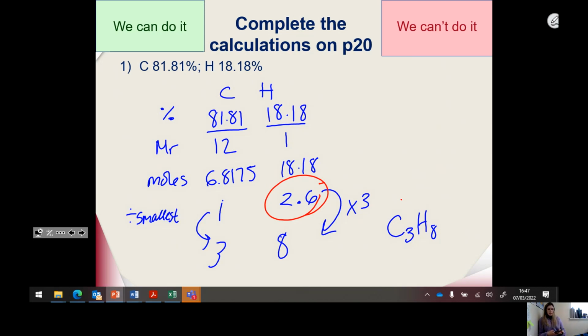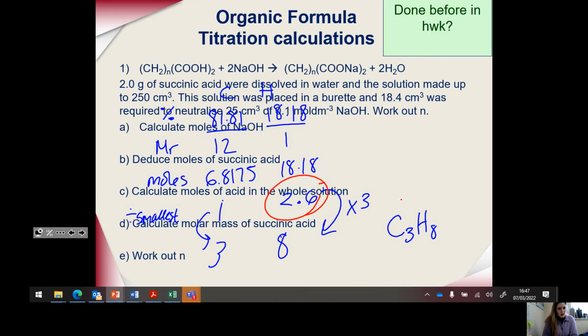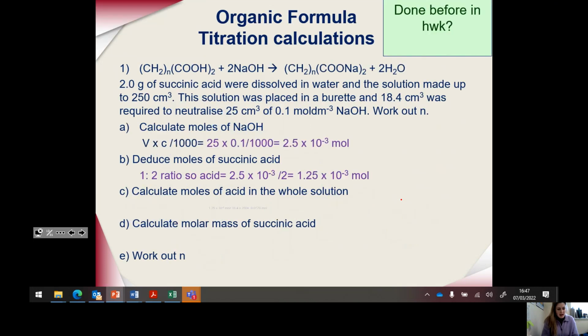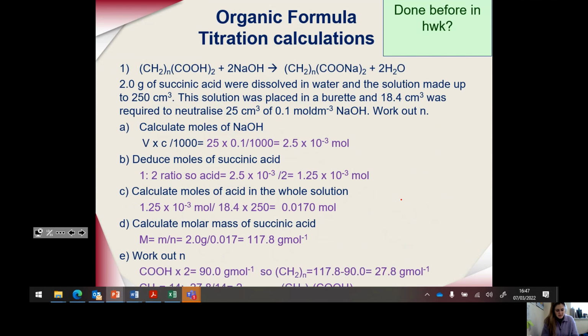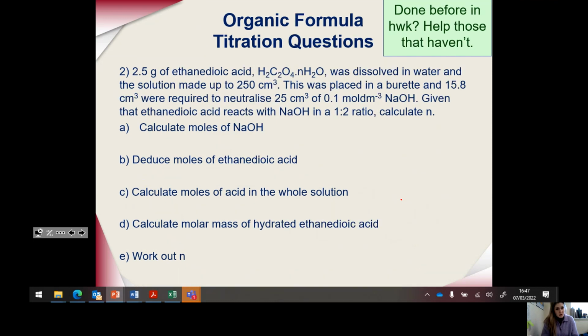Okay, so if you needed that help, there's one example done for you. Have a go at the others on page 20. Pause, carry on when you're ready. So have a go at this one as well ahead of next lesson. Use your chapter 2 booklet if you need a little bit of help with the formulae there.